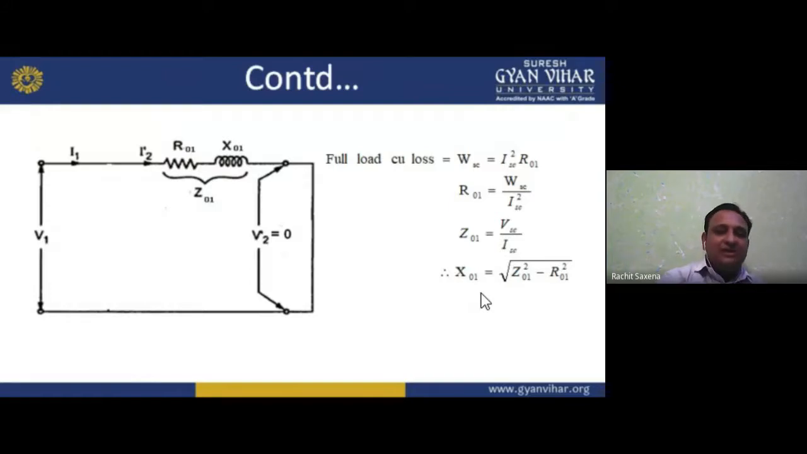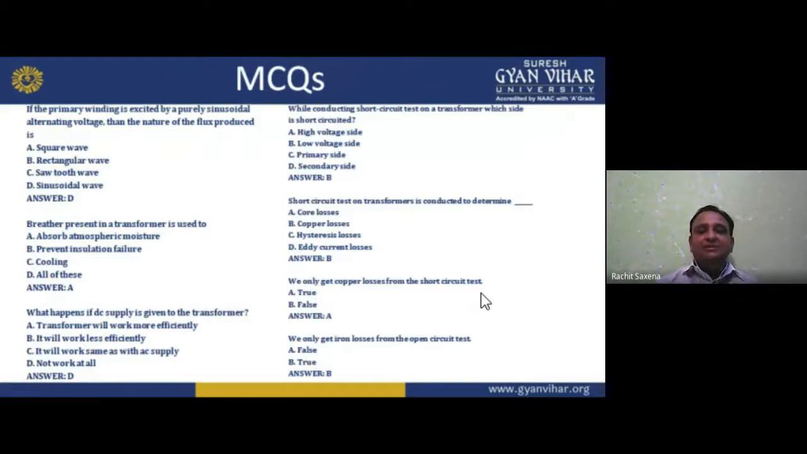I hope you understand about these tests. Then some related MCQs. If the primary winding is excited by a purely sinusoidal alternating voltage, then the nature of the flux produced is obviously sinusoidal, since phi is proportional to I. The breather present in the transformer is used to absorb atmospheric moisture, I already told you. What happens if DC supply is given to the transformer? It will not work at all, as I told you earlier.